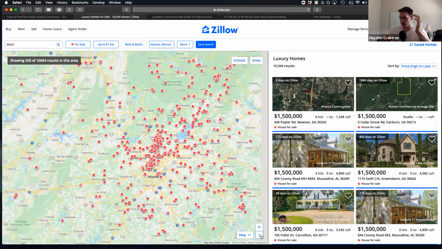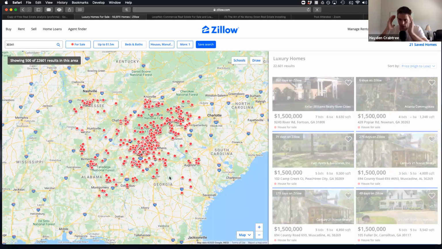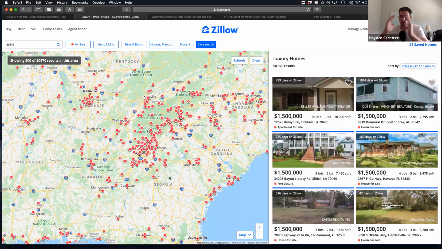That's a 600-mile range. So really, whenever you're thinking about where do I want to invest, don't just think, I live in Georgia, I live in Atlanta, I want to invest in Atlanta. You need to start broadening your search and figure out where is there a lot of rental demand and where do the prices make sense.